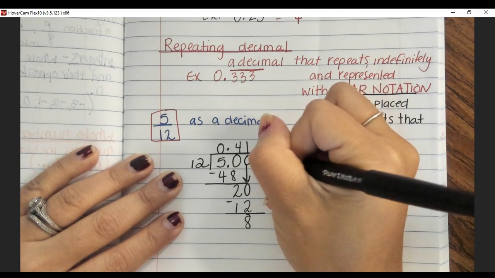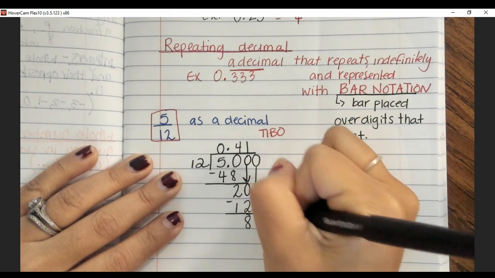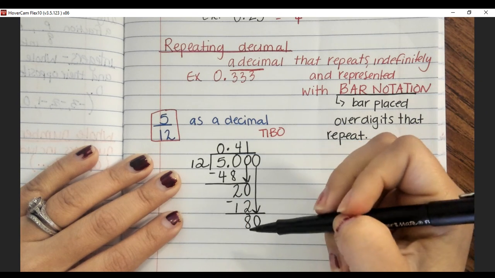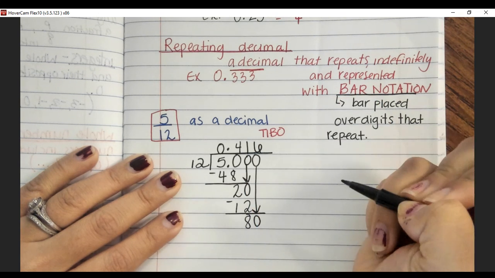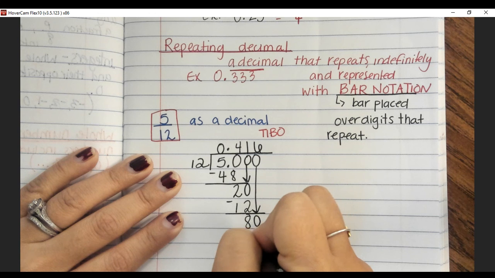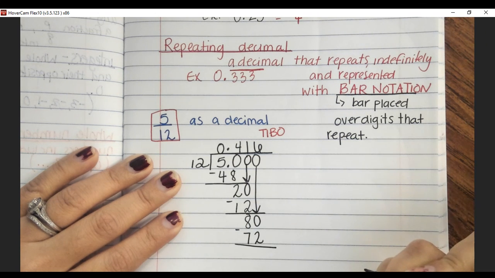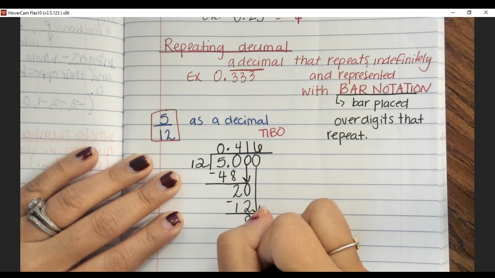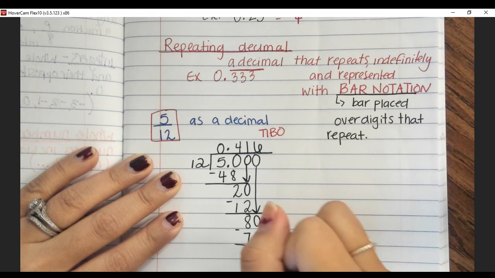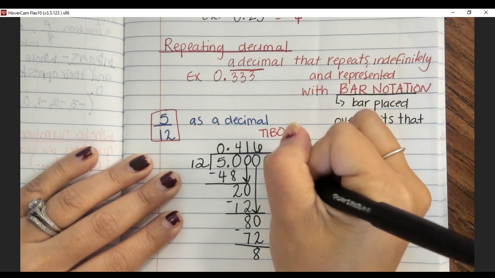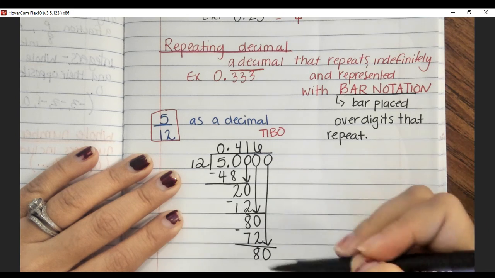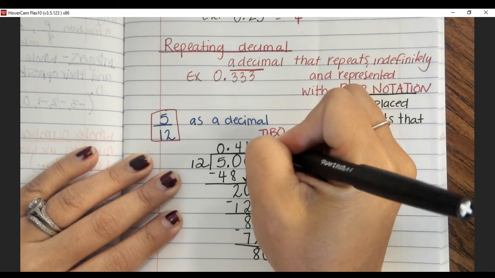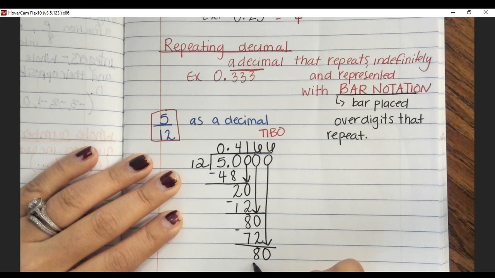Same thing, bring my 0 down. How many groups of 12 are in 80? Well, I know 12 times 6 is 72. I subtract 72 from 80. What do I get? I get 8. Okay, remember I want my goal to be 0. I'm going to add another 0 here. So how many groups of 12 are in 80? I'm going to put this 6 here. 12 times 6 is 72. I subtract, I get 8.